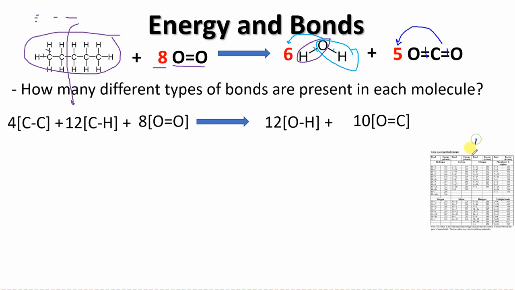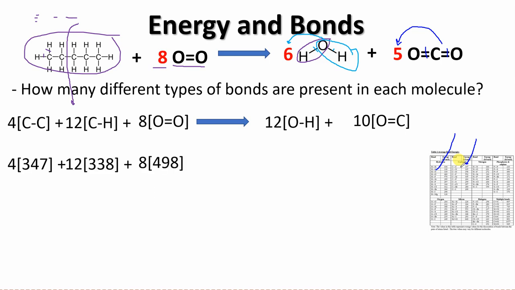The first one here is a carbon-carbon bond, which is right there. I can read it. It's 346, so I'm going to put that one in. Then we've got a hydrogen-carbon bond. That one is 338, and we have 8 of those double bonds. Remember, the double bonds are right there.